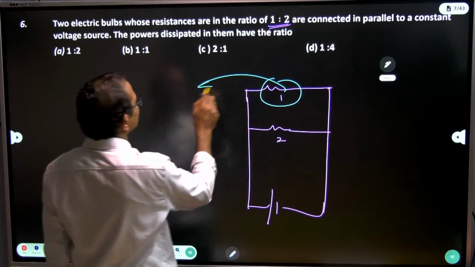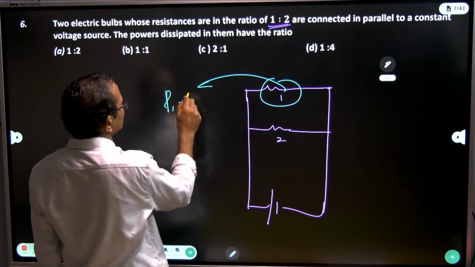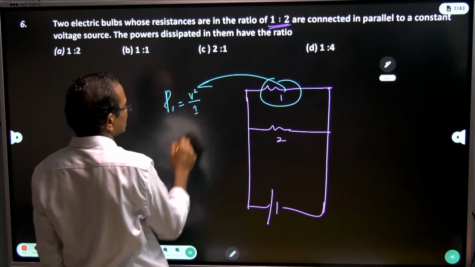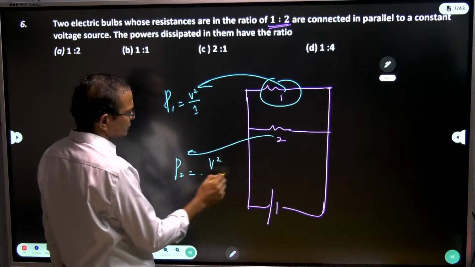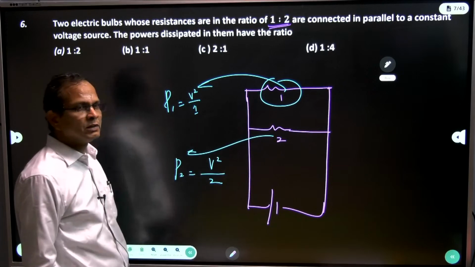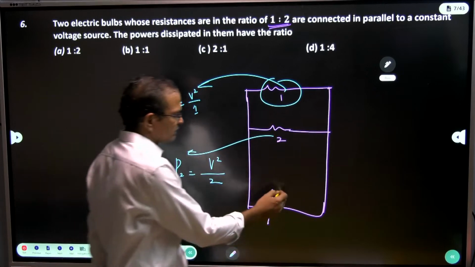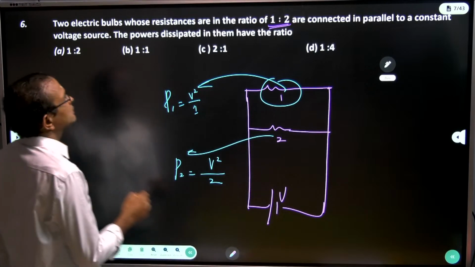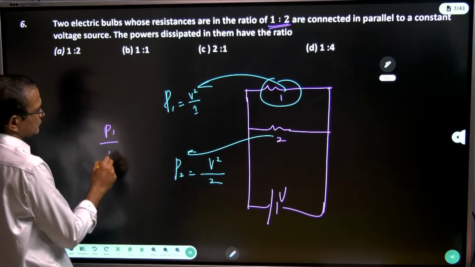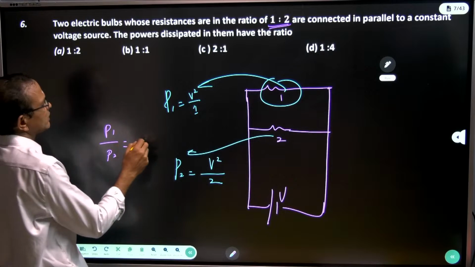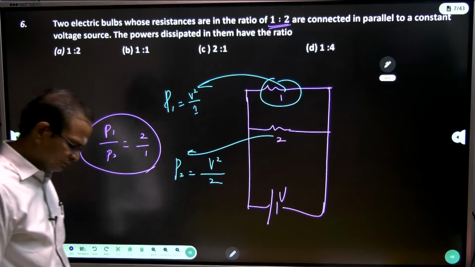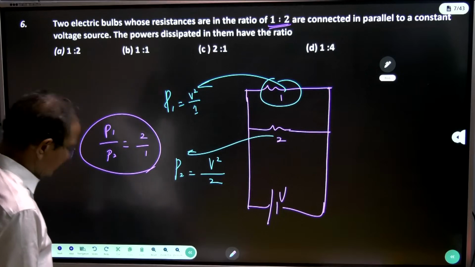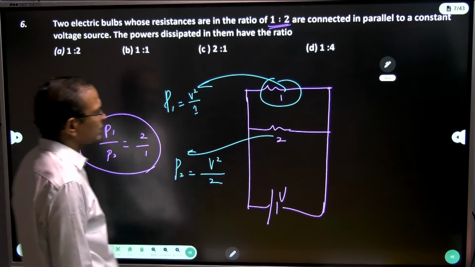P1 is given by V square by R. What's the power delivered by this? P2 is given by V square by 2R, because V is common for both as they are connected in parallel. The question now is P1 by P2. Clearly, it is 2 by 1. Question number 6 is done. I hope you understand.